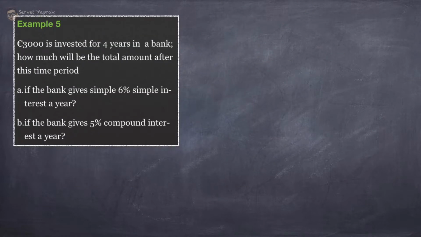Example: 3,000 euros is invested for 4 years in a bank. How much will be the total amount after this time period? Part A, if the bank gives simple 6% interest a year. Part B, if the bank gives 5% compound interest a year. So let's start with part A.